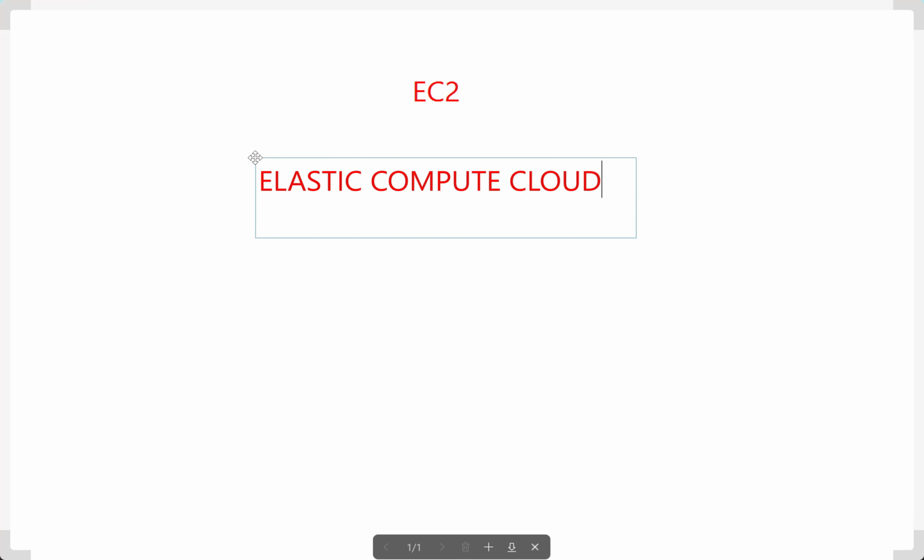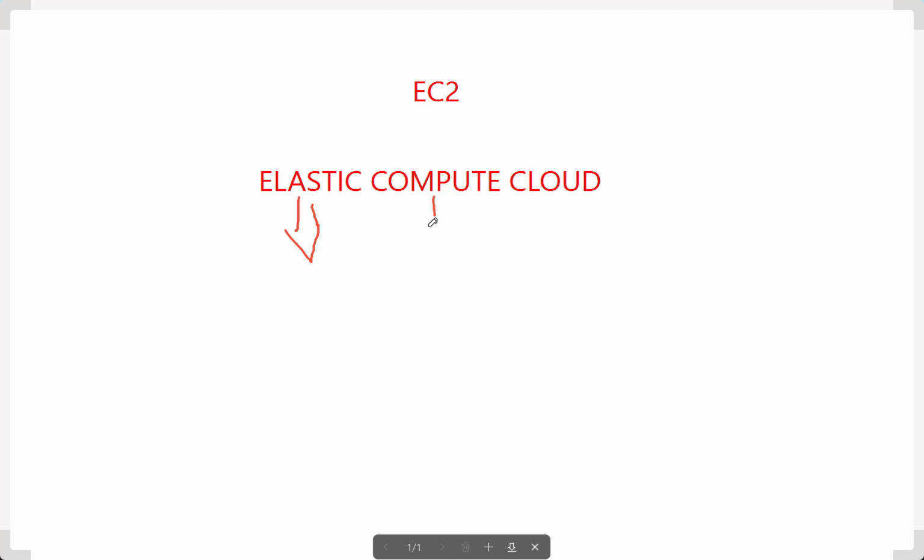So what is EC2? EC2 full form is Elastic Compute Cloud. Let's see what these three words mean. Elastic means EC2 resources can be scaled up or scaled down at any time. So it is elastic in nature. These resources can be increased or decreased based on parameters like traffic or any other parameters.